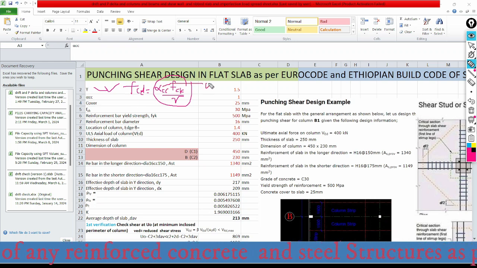So alpha cc is either 0.8, 0.85, or 1. In this case I can use 1. And the other is the cover, which is at least 25 mm, and FCK is 30 megapascal. Reinforcement yield strength, that is FYK for the steel, is 500. Reinforcement bar diameter, which is provided for the design of the flat slab, is 60 mm, and the location of the column is at the edge, meaning here we'll have different locations of column.